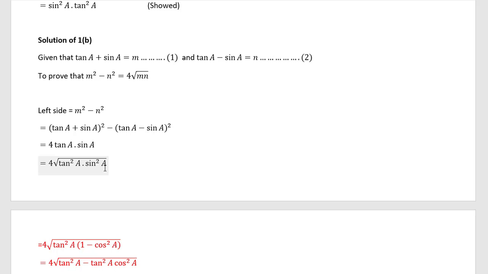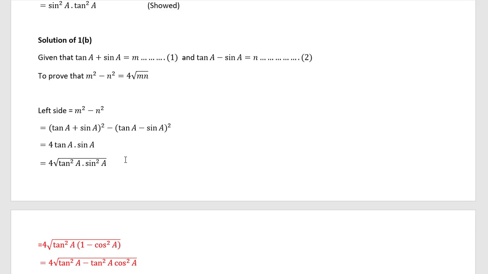Why have we written it? Because look at the right side, we have to go for root over something. So we have already got 4. Now we need to introduce a root over, then an expression. After 4 we have got tan A and sin A. So if we want to introduce a root over sign, then to balance the root, we have to give a square here.